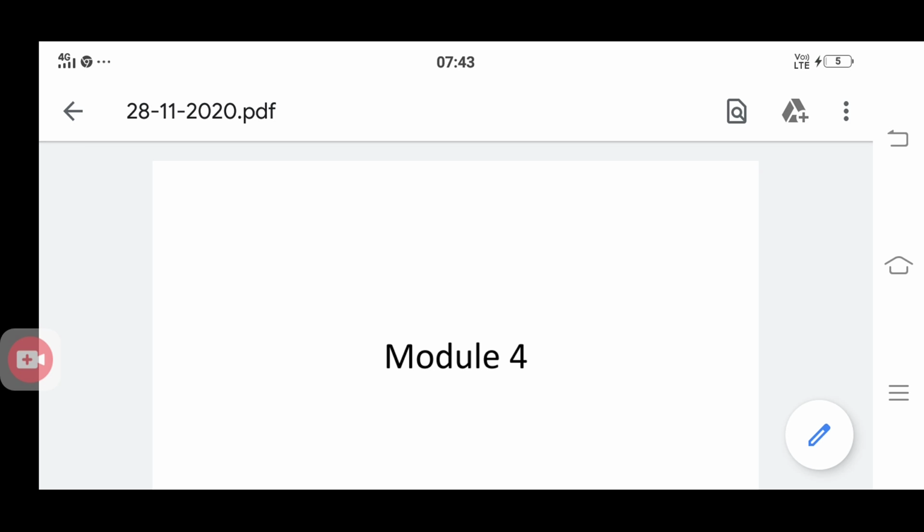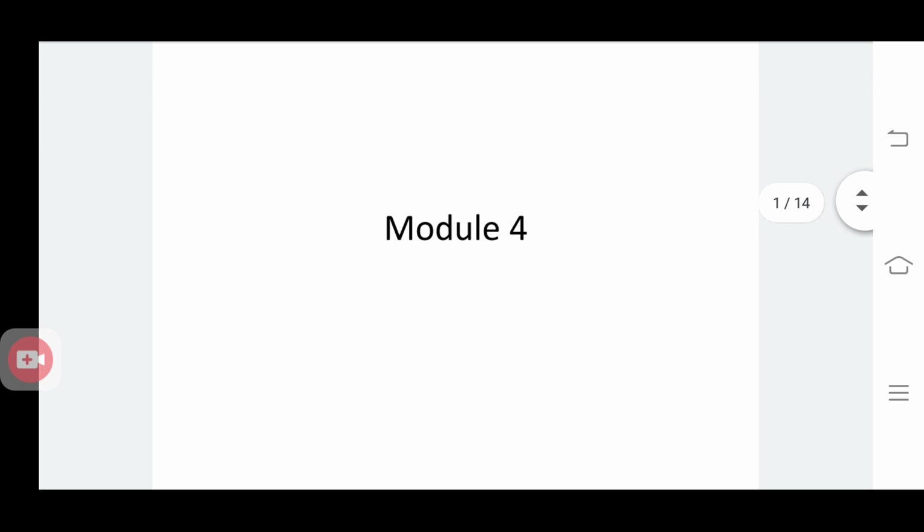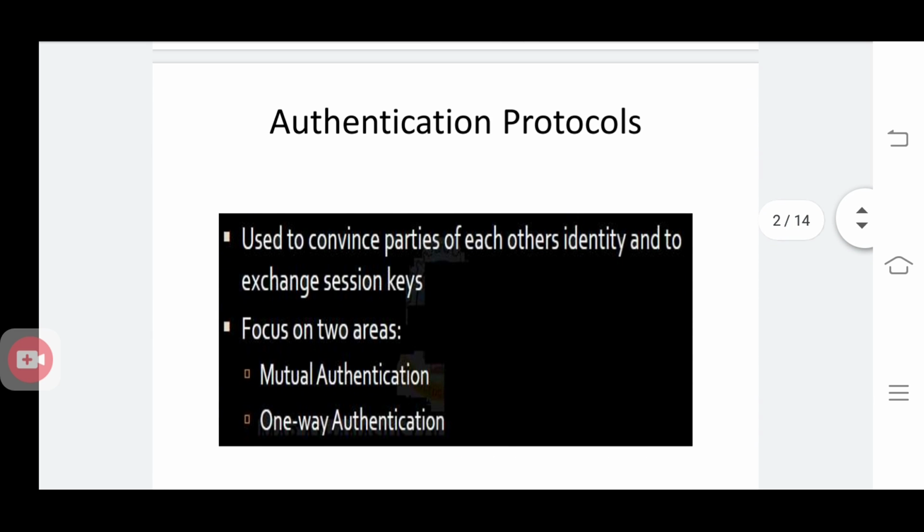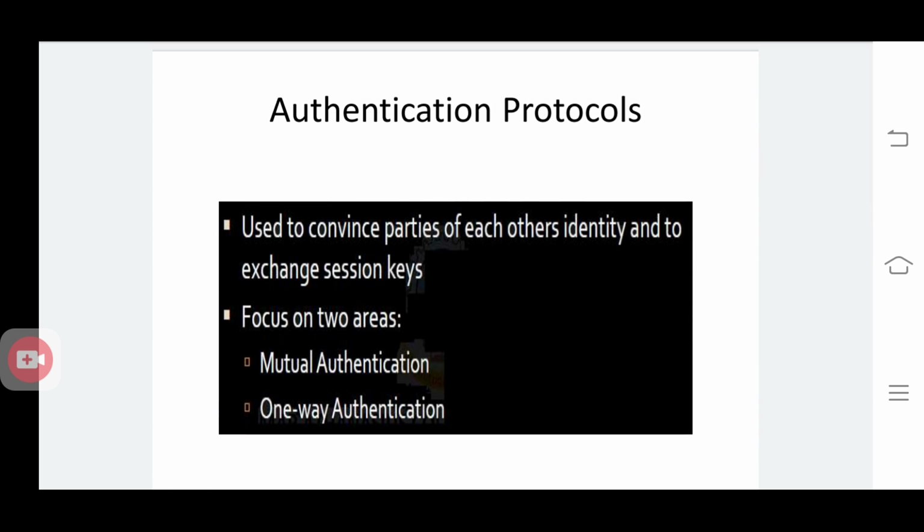Hi everyone. Today we will study the next topic of module 4, that is authentication protocols and the types of authentication. Authentication means we have to convince the communicating parties of each other's identities. That means the authenticated person must be in the communication. We are focusing on two areas here: one is mutual authentication and another one is one-way authentication.